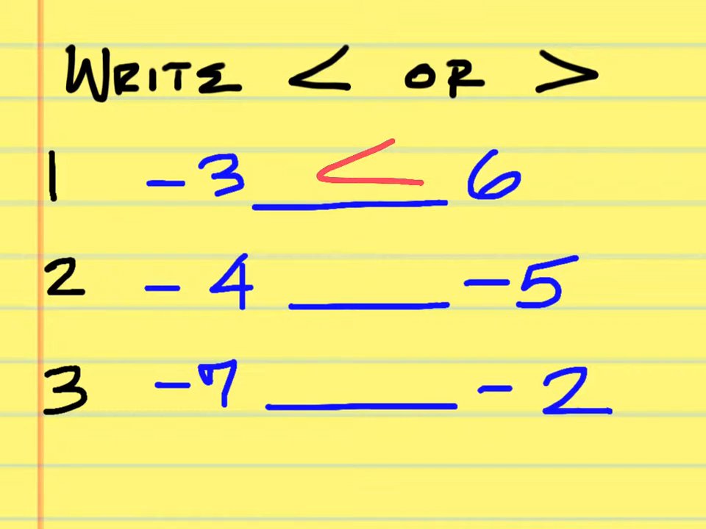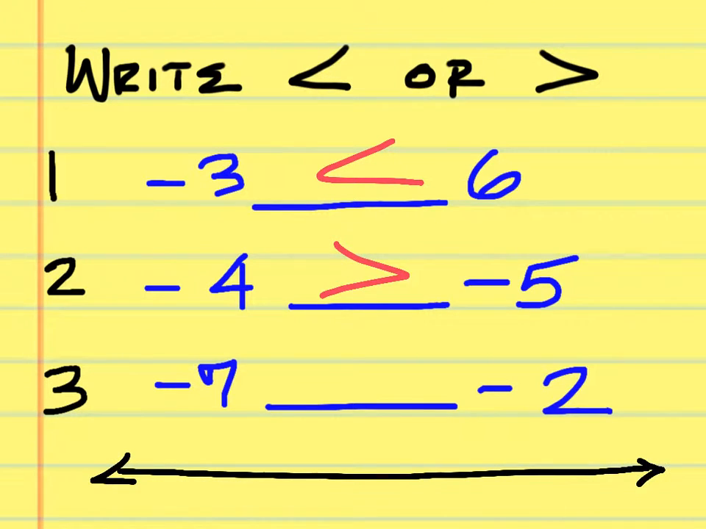Now for Sampson, -4 and -5, what sign should go in between there? Greater than is right. Yes, -4 is greater than -5. When in doubt, draw a number line like this down here at the bottom, and you have a 0, and then 1, 2, 3, 4, 5 back in this direction. There's -5, -4, whichever is closest to 0, if the two numbers are negative, is the one that's going to be greater. So -4 is greater than -5.